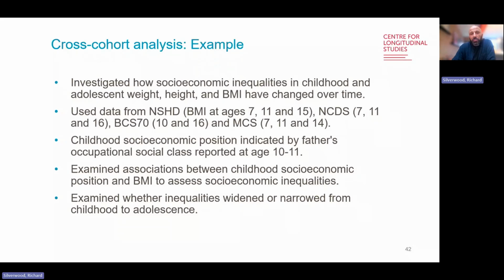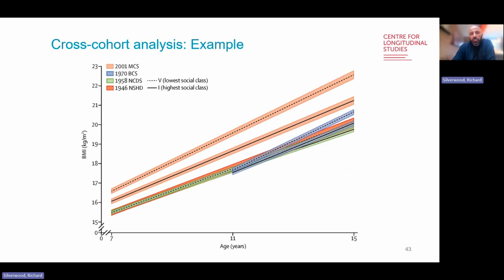And here there were 2 or 3 data points in terms of BMI observations within each of these different cohorts. Socioeconomic position was indicated by the father's occupational social class, which was reported at age 10 or 11 in each of these cohorts. And the authors examined the associations between childhood socioeconomic position and BMI to assess these socioeconomic inequalities. So I'm just going to show this one plot of the results. There's a lot more results in the paper. This looks like a very simple plot, but there's actually a lot going on here.